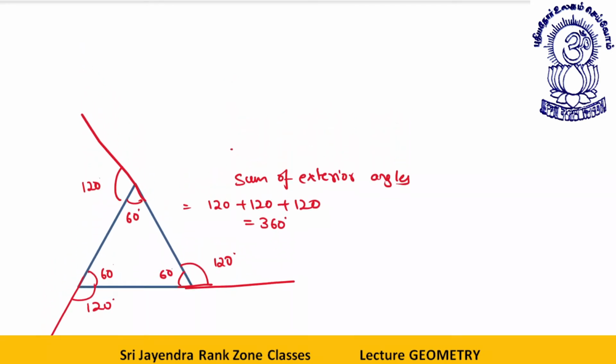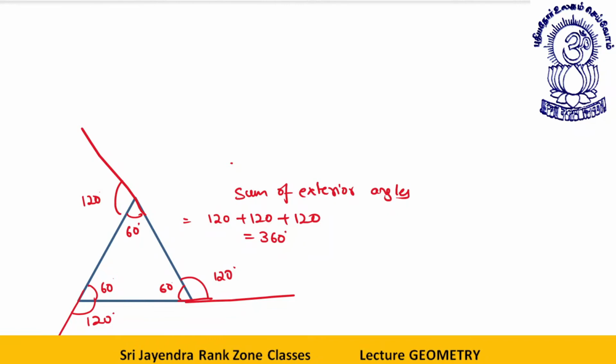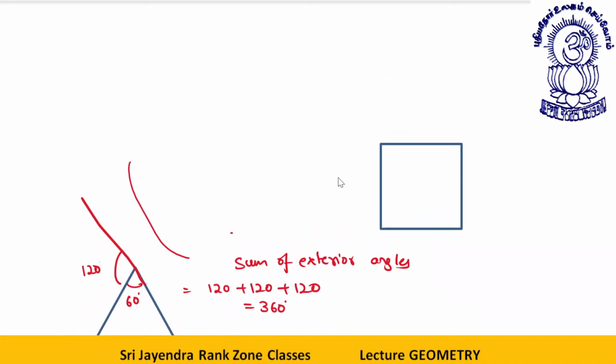I talk about a square now. If I take a square, let's say the vertices are A, B, C, and D. I start producing AB like this. Then I have BC, I produce BC like this. I produce CD like this. I produce DA like this.